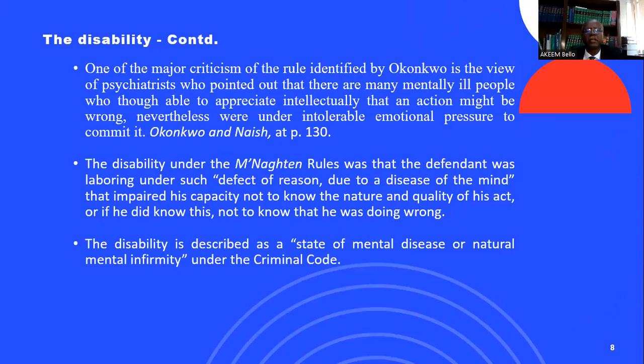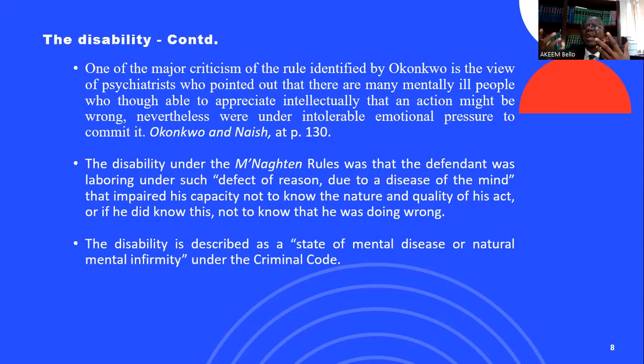Now, the phraseology of the disability condition under the McNaughton rule has been a subject of criticisms over the years. And one of the major criticisms of the rule identified by Okonkwo and Nash is the view of psychiatrists who pointed out that there are many mentally ill people who, though able to appreciate intellectually that an action might be wrong, nevertheless were under intolerable emotional pressure to commit it. In other words, they are able to realize that what they are about to do may be wrong, but something is putting them under pressure as a result of defect of reason due to a disease of the mind. They are under pressure to go and do the crime.